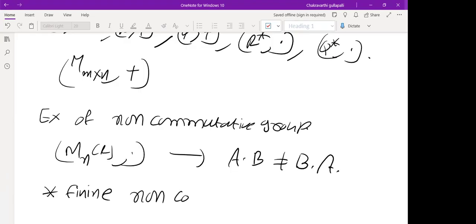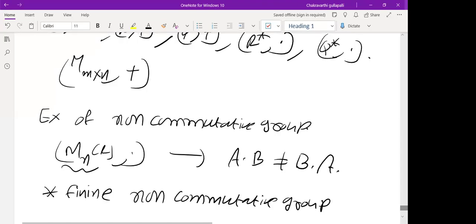Finite non-commutative. Very important. This is infinite. Why infinite? Because this set is infinite. There are infinitely many matrices. So for a finite non-commutative group, you will be asked to give examples.